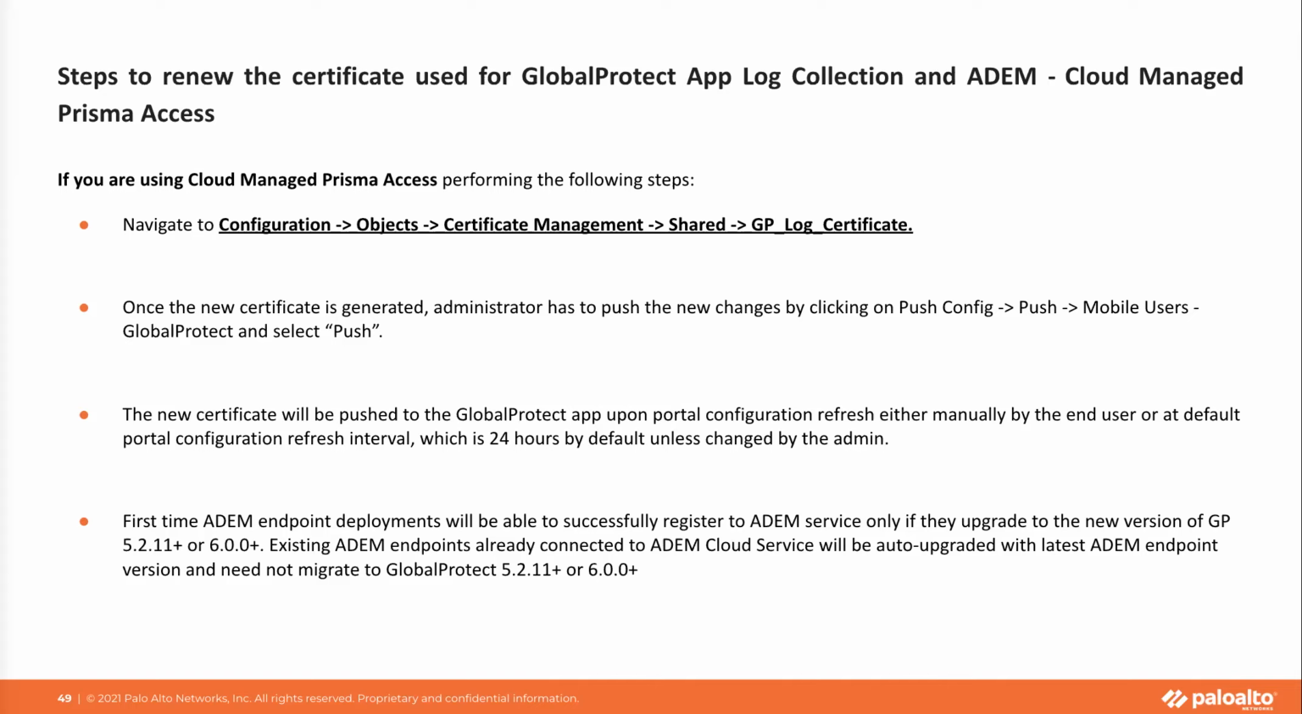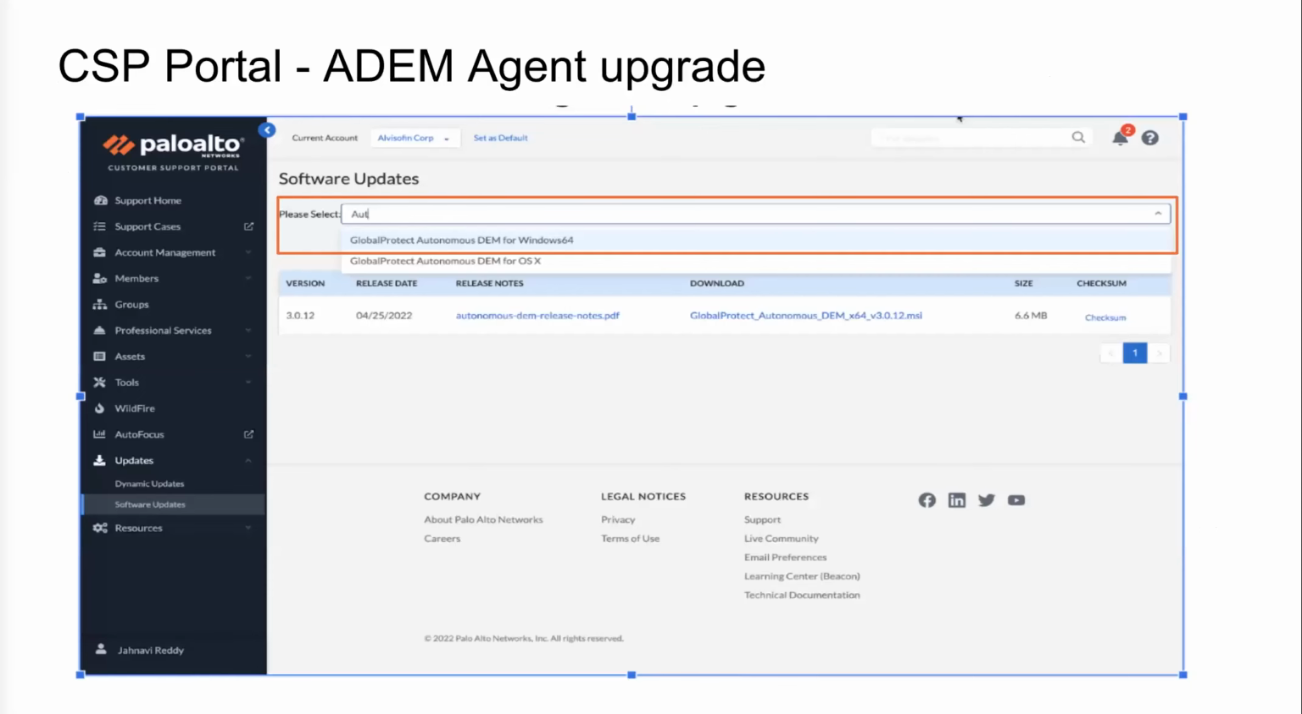And same, if they're first-time ADEM endpoint deployments, you'll be able to successfully register if you have upgraded to the new version of 5.2.11 or 6.0. Another important thing, ADEM Agent upgrades are now available on the CSP portal as well. So you can also manually download from the customer support portal if you need to download the ADEM Agent.